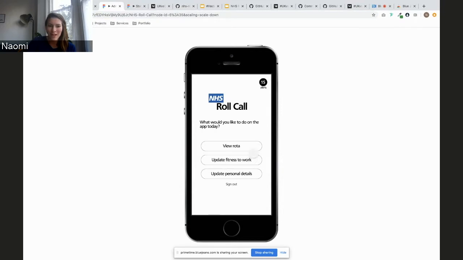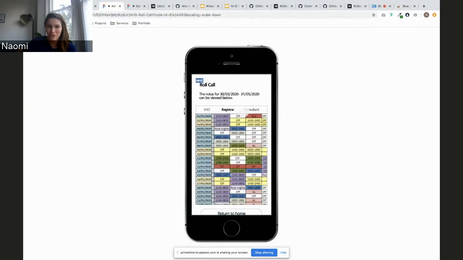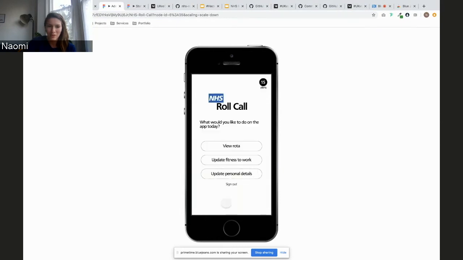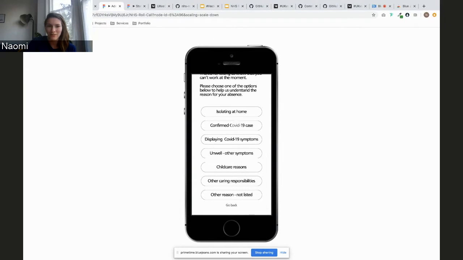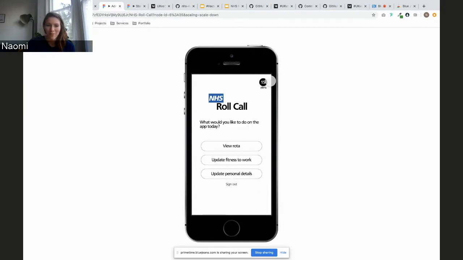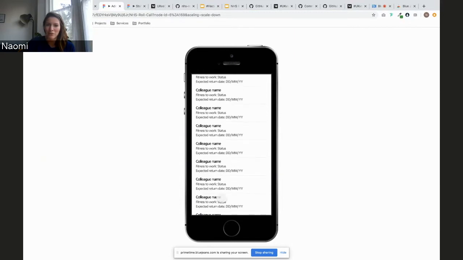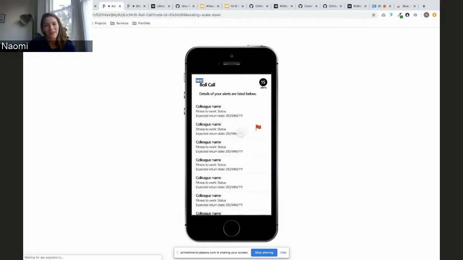And from this app, administrators would be able to see the rota, and so with staff members, so you could see the different kinds of doctors and what shifts they're on and when you need to be at work. And you can also update the reasons why you might not be able to attend work as well, which would tell you when you're expected to return to work, but would also update administrators around rotas. And administrators would also be able to see all the updates that staff are making, and manage their alerts as well.